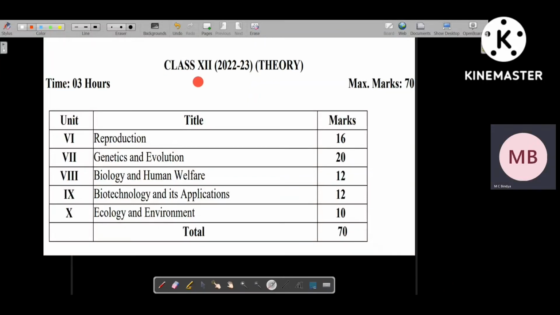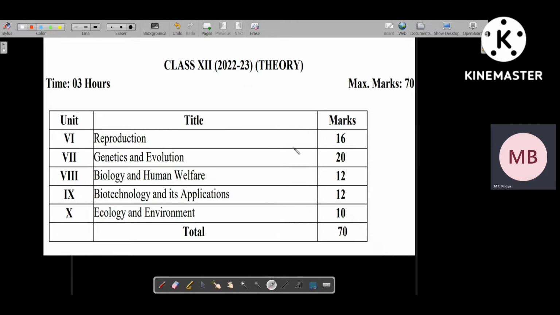This is the Class 12, 2022-23 theory syllabus by CBSE. So you've got these units to study, 1, 2, 3, 4, 5 units are there. And these are the titles.